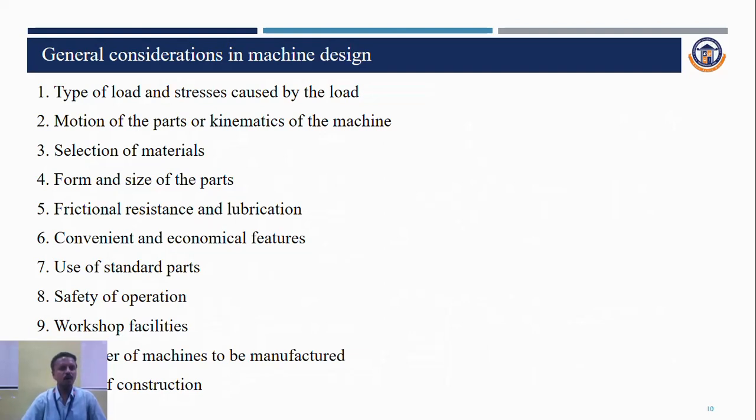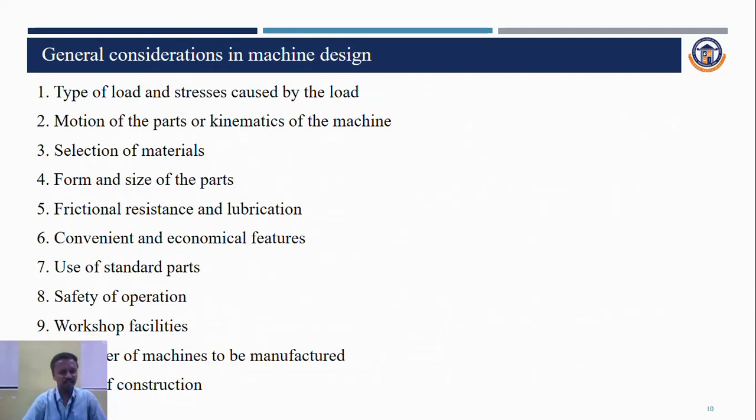Fourth one will be a form and size of the parts. Fifth one will be frictional resistance and lubrication. Sixth one will be convenient and economical features. Seventh one will be use of standard parts. Eighth one will be safety of operations.